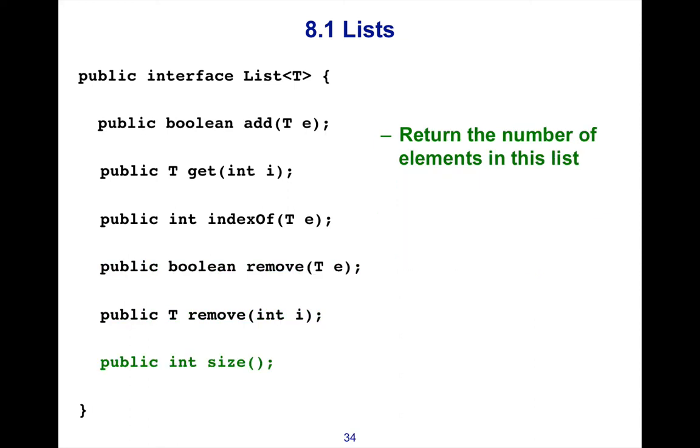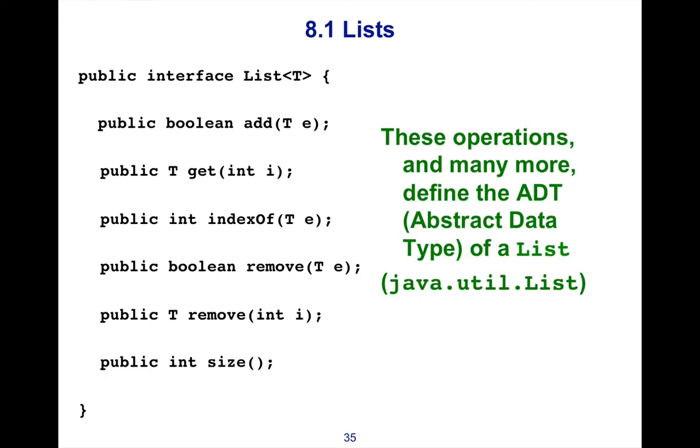Finally, we want to be able to compute the size of a list. That's going to return an integer, but needs no information taken in. It simply returns the size of the list. In my example of eating, studying, and then eating, the return value for that particular list would be 3. So these operations, and actually many more, define the abstract data type of a list for Java.